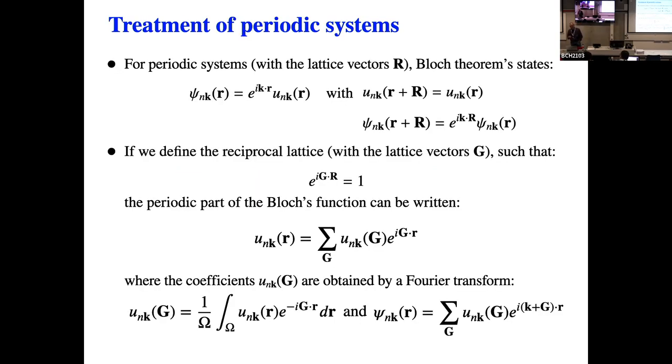Okay, so the natural basis set for periodic systems is plane waves, because we have Bloch's theorem that says the wave function is expressed by a plane wave times a function that has the periodicity of the system. If we define the reciprocal lattice by this function here, we can write the periodic part as a sum of coefficients times plane waves at the nodes of the reciprocal lattice. As a result, the wave function can be expressed as a sum of these coefficients, and the plane wave depends both on k and the vectors that we are considering here.